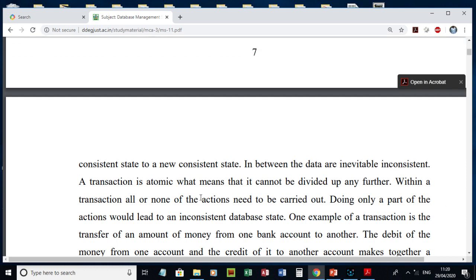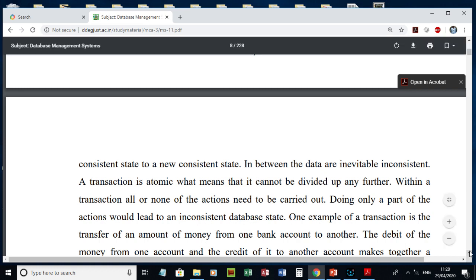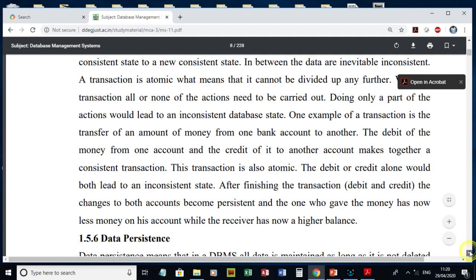A transaction is atomic, which means that it cannot be divided up any further. So my catch order is atomic. Repeating it means it's no more maintaining its atomicity. Within a transaction, all or none of the actions need to be carried out. Doing only a part of the action will lead to an inconsistent database.